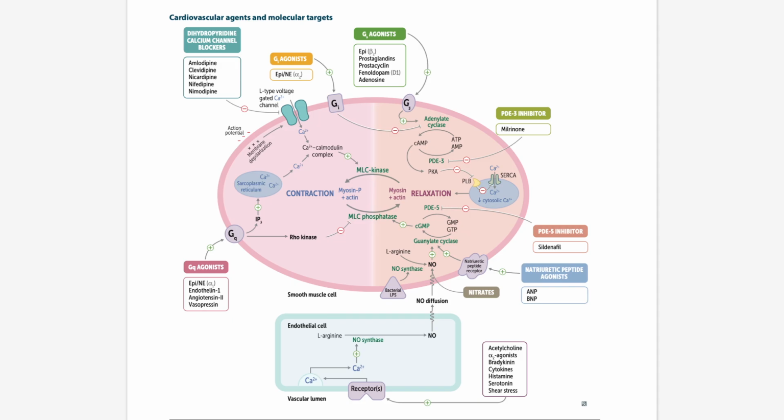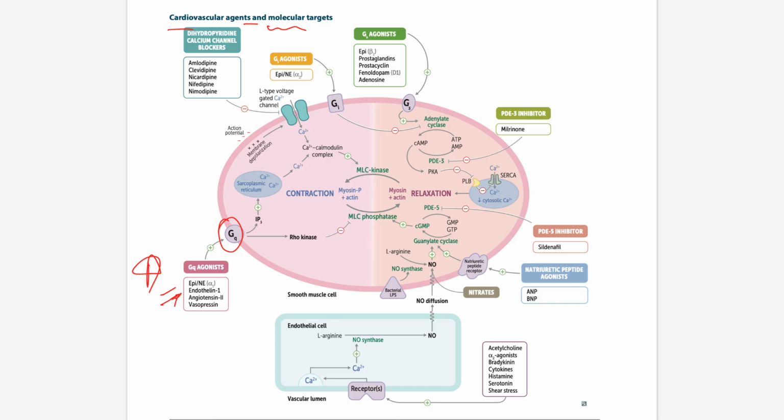All right, now let's talk about how and where these cardiovascular agents target, and which molecules they target. Let's start from here. We have Gq agonists. Gq agonists are going to be epinephrine, norepinephrine, endothelin, high yield, angiotensin 2, and vasopressin. They're all Gq. And you all know how Gq works.